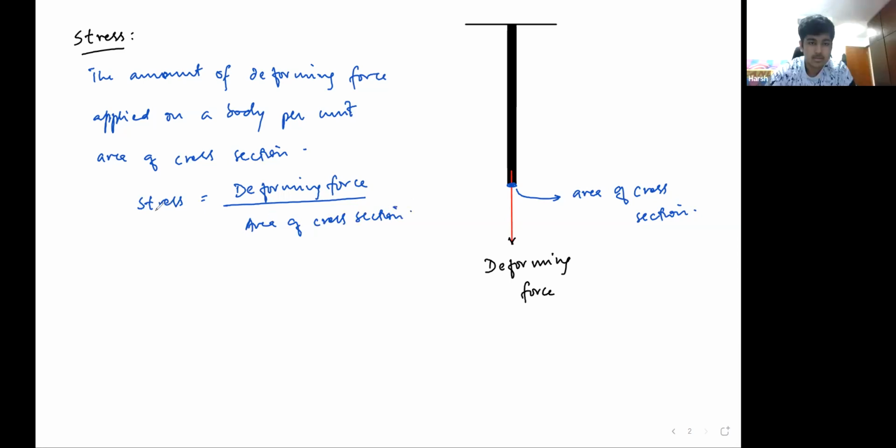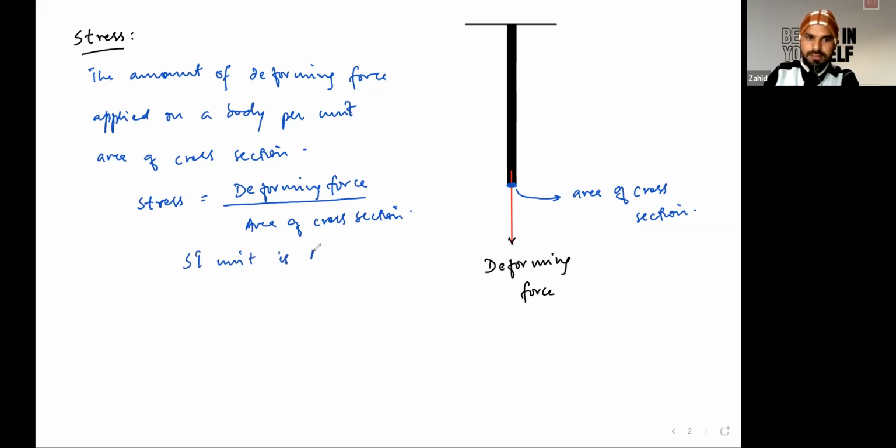Now, for the measurement of this particular stress, we may define its unit as it depends upon two factors. First is force and second is area of cross section. So unit of force is Newton and unit of area of cross section is meter square. So you can say SI unit is Newton per meter square. Is it clear? Yes, sir.